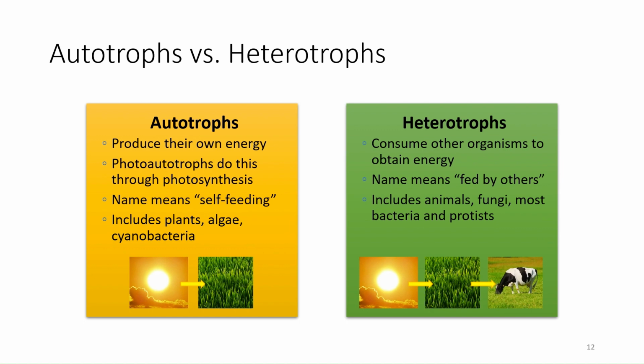On the other hand, we have heterotrophs. Hetero means other, so fed by others. So they consume the energy that is harvested by autotrophs in order to break apart those chemical bonds and serve their energy needs. These include all animals, all fungi, most bacteria, and small single celled organisms that are called protists.